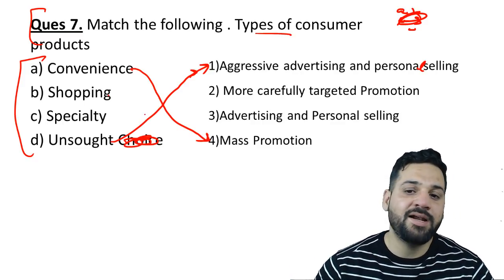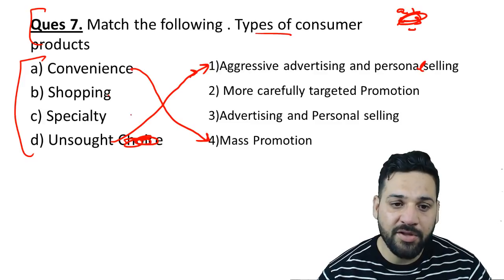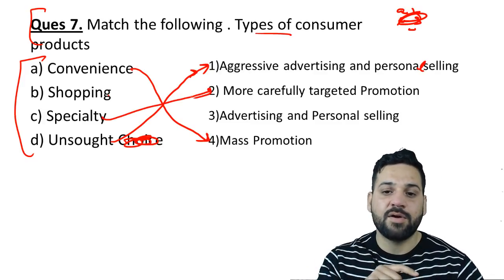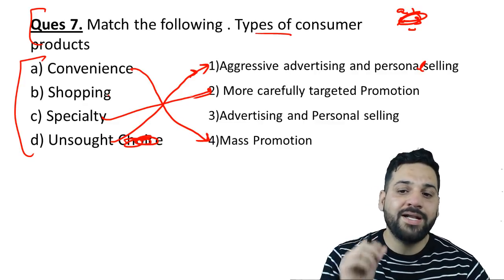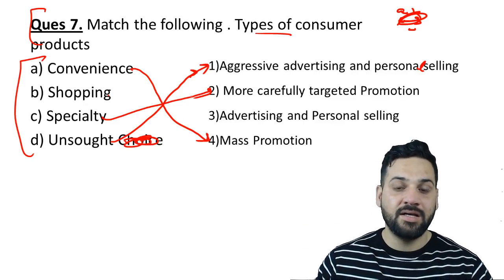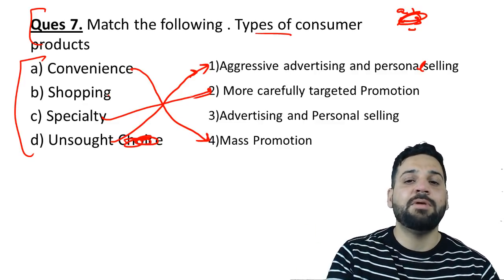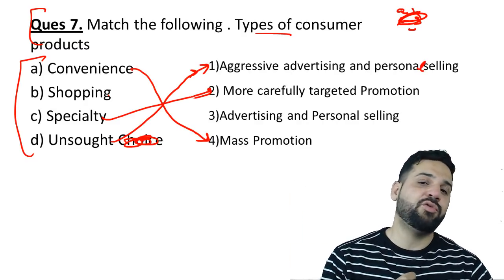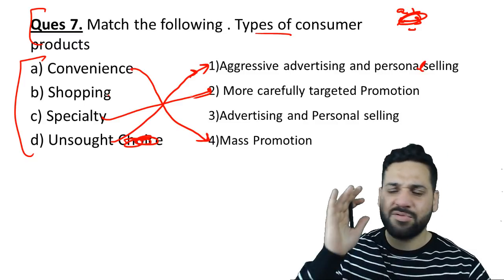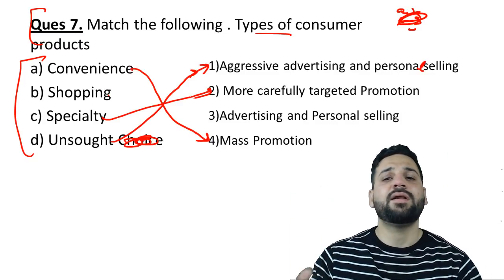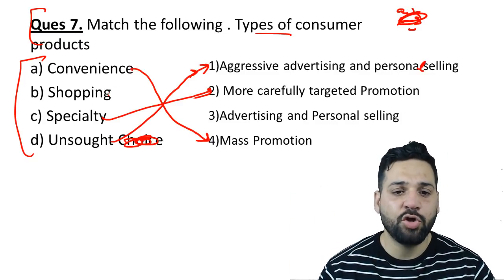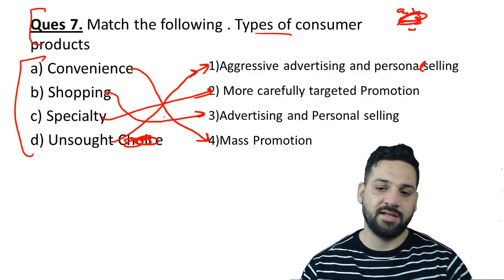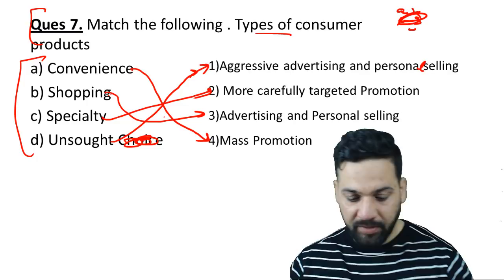What about speciality? In speciality, I filtered the products, right? So I am more carefully targeting my target market. I know that there are just 3 lakh people in the whole of country who are going to buy my ruler pens worth rupees 3000. There are just 3 lakh people in this whole country. And rest is shopping. So it is advertising and personal selling. Okay. So that's all.